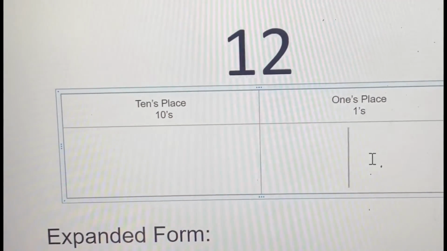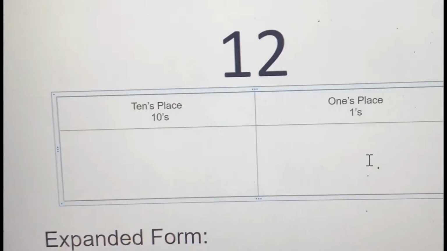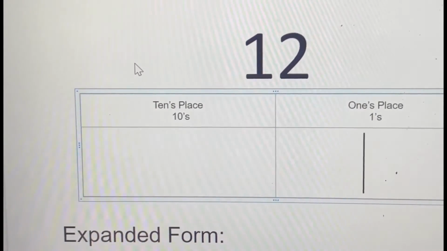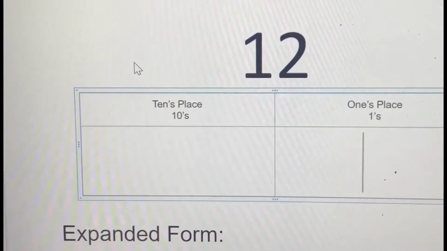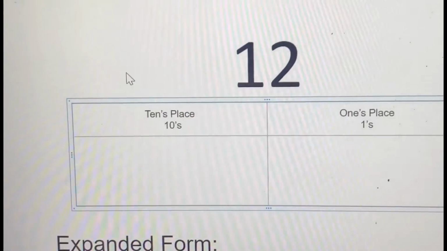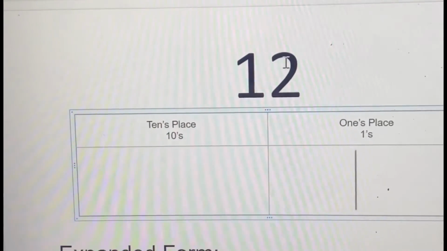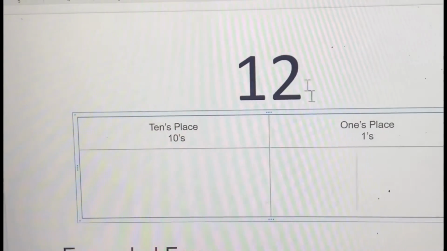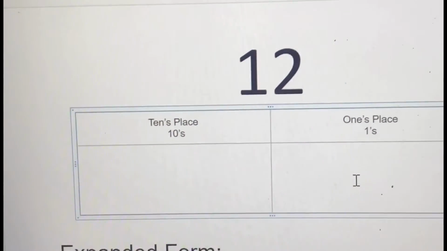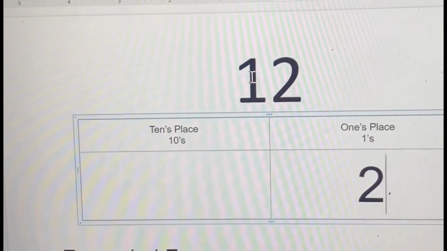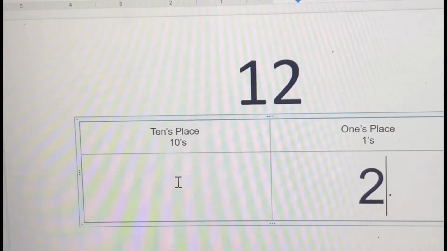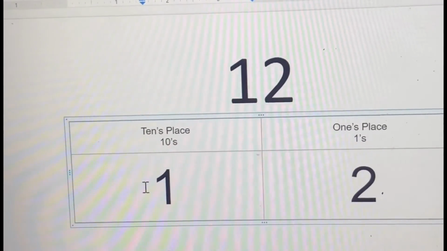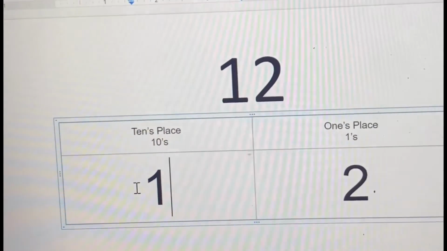All right, first example here. So we're going to start with the number 12. Now, any problems dealing with place value, and definitely later on when we get into adding and subtracting numbers, you always want to start with the digit all the way to the right. The digit all the way to the right is the digit that's in the ones place. So in the number 12, the number 2 is in the ones place, so we have 2 ones. And then the number 1 is in the tens place. So for the number 12, we have 1 ten and we have 2 ones.